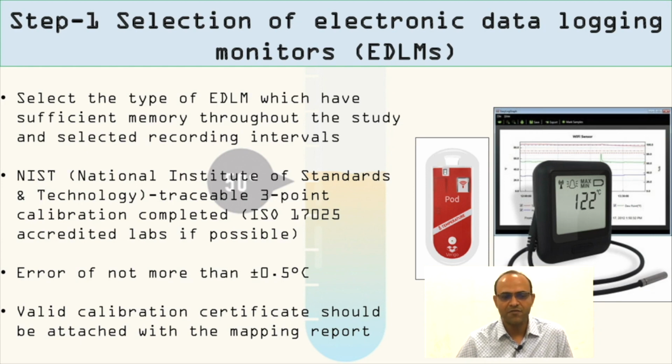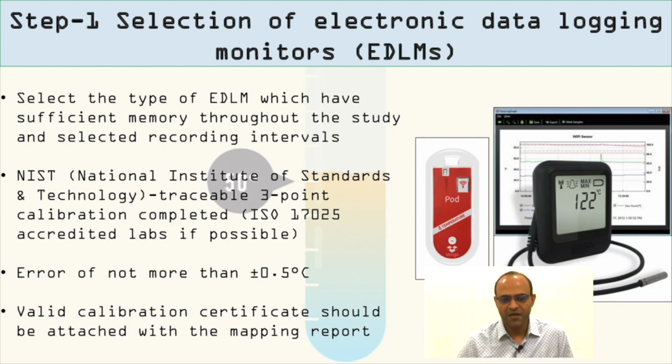The National Institute of Standards and Technology traceable 3-point calibration should be completed. If following a standard, it should be an ISO 17025 accredited lab if possible for the calibration. The error or uncertainty in the measuring instrument should not be more than plus or minus 0.5 degrees Celsius for the temperature. A valid calibration certificate should be attached with the mapping report.